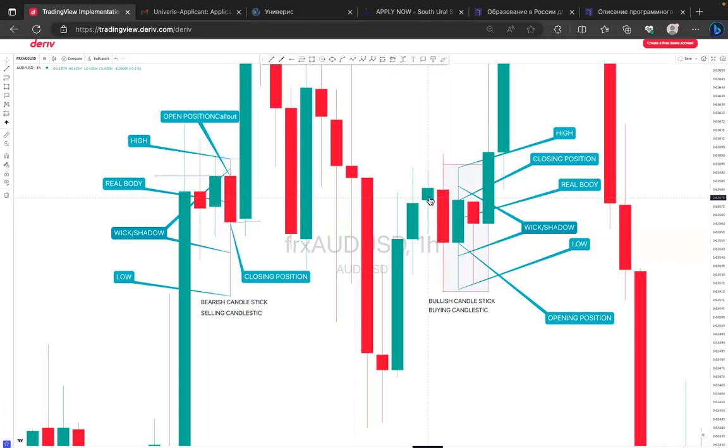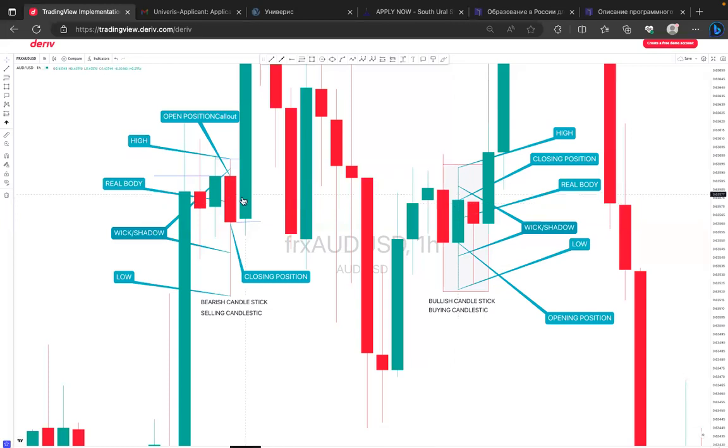Now, if there is a candlestick in which the close is above the open with a long body, this is the case where the buyers are stronger, and they are taking control of the market during this period of time. For instance, this is the close, and the closing position is above the opening position. This indicates that the buyers are strong. That's how you can get to know the difference between bullish and bearish candlesticks.